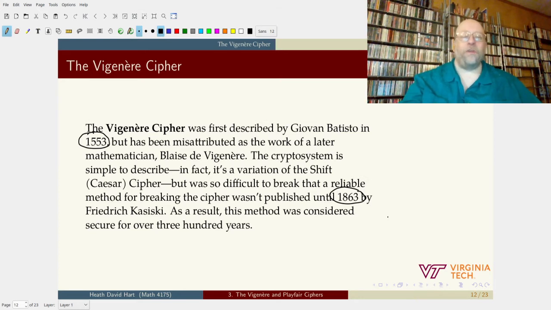And so this was considered to be an incredibly secure cipher for over 300 years. And historically, that makes this very important as a cipher, but it has been broken.